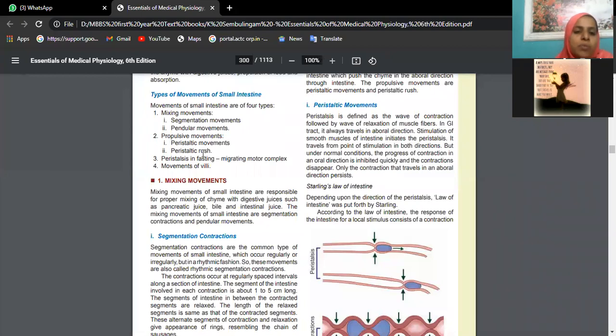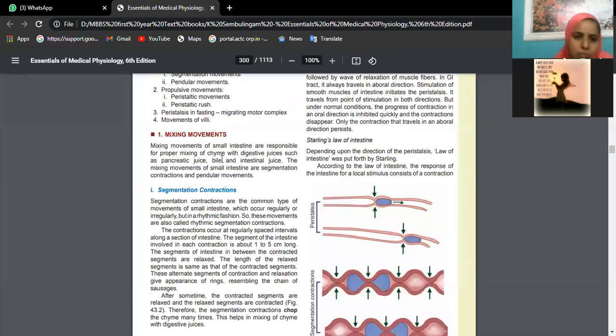Then in propulsive movements, we have peristaltic movements and peristaltic rush. Then we have other movements also taking place in small intestine like peristalsis in fasting, migrating motor complex and movements of Wheeler. First, let us see mixing movements.